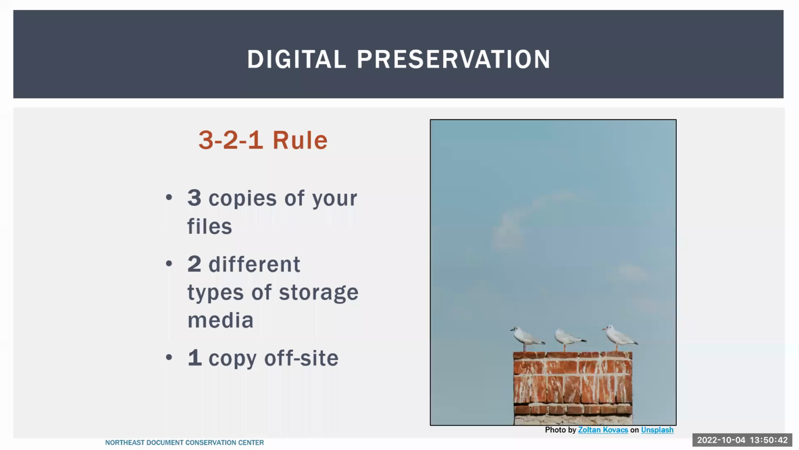And so that is 3 copies of your files on 2 different types of storage media with 1 copy offsite. We recently did a workshop in Vermont, and a participant mentioned that she backs up her digital collections at her organization, which I think was a historical society. She backs those materials up on a hard drive and then takes that home with her. That can be a potential option to have 2 different types of storage media and 1 copy offsite.